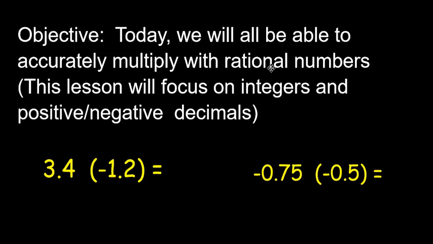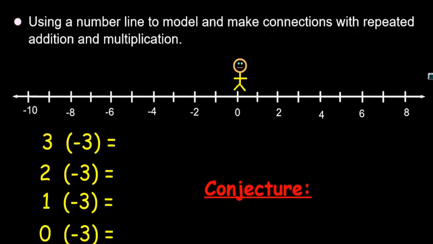Specifically, our objective is that we'll be able to accurately multiply with rational numbers. And in this lesson, we're going to focus on integers and positive and negative decimals. So my goal is by the end of the lesson, you'll be able to solve problems just like these two that you see here. First, let's develop a little better understanding and try to use the number line to model and make connections with repeated addition and multiplication.